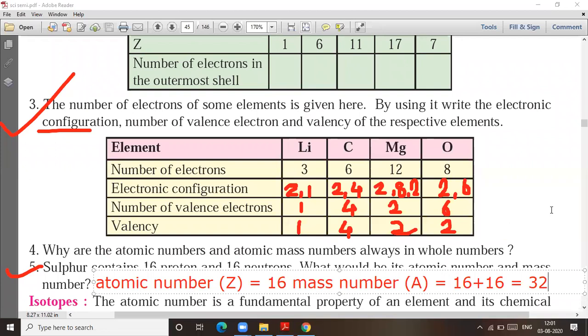Getting, guys? So this is the answer of question number 5. Leave question 4. Let's see, I'm copying and sending you the answer. Wait two minutes.